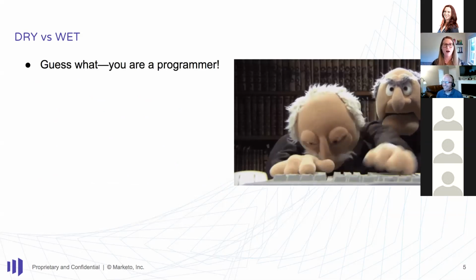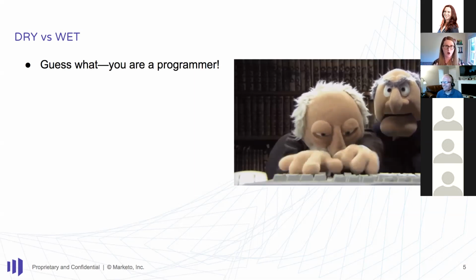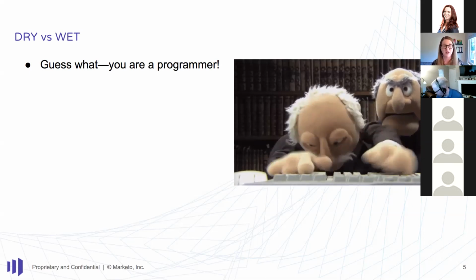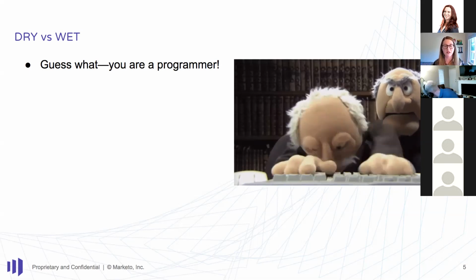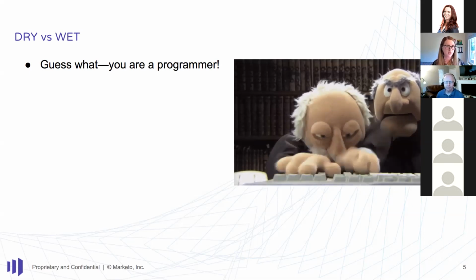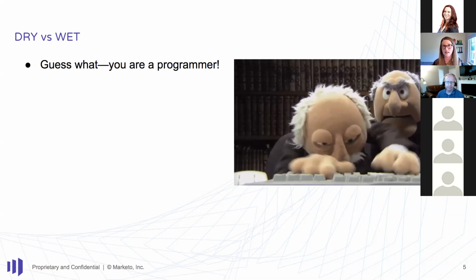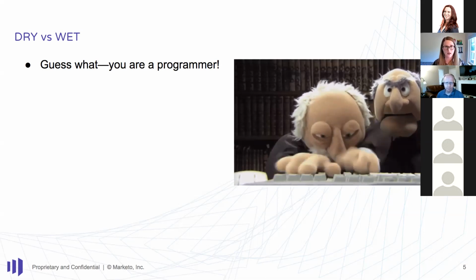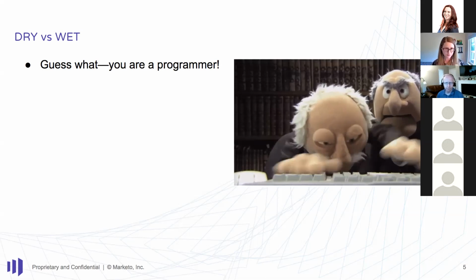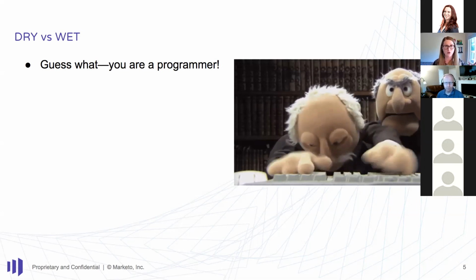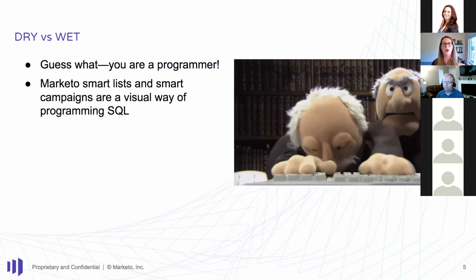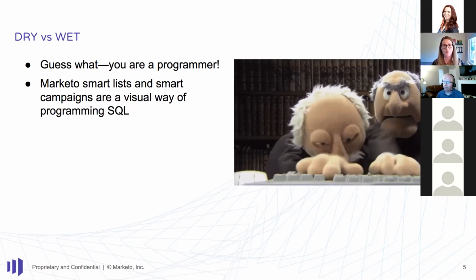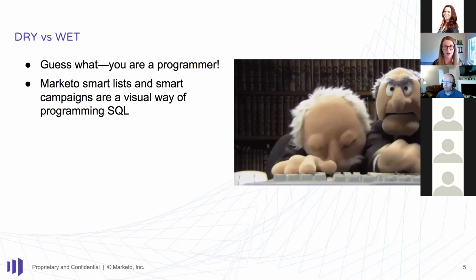So first of all, I have a revelation for you guys. You are a programmer. Even if you don't know a lick of code, or maybe you just know some really basic HTML for coding emails, when you are in Marketo and you are building smart lists and smart campaigns, you're actually writing SQL, which is a database programming language. You're not obviously typing, select star from and all of the SQL language, but Marketo is a visual SQL editor.